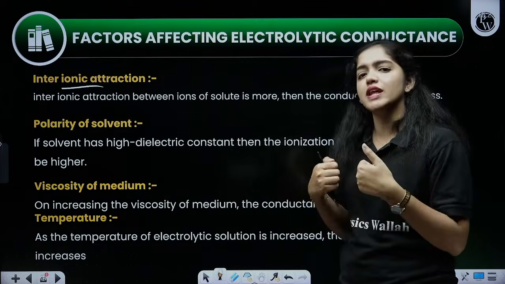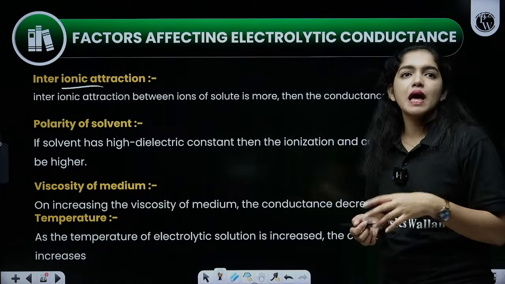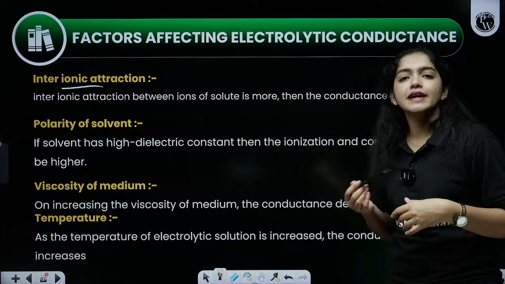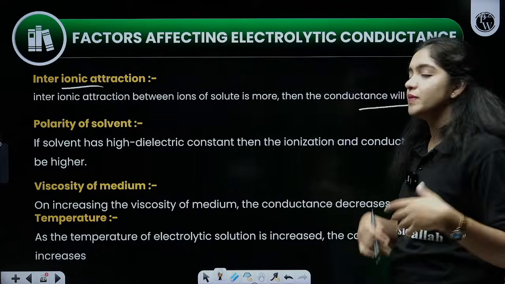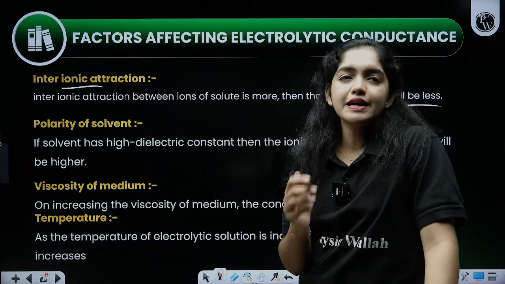If the attraction is very high, what will happen? It cannot change into positive and negative ions, so the conductivity will decrease and the conductance will be very low. Note the point: when the interionic attractions are very high, the conductance will decrease.